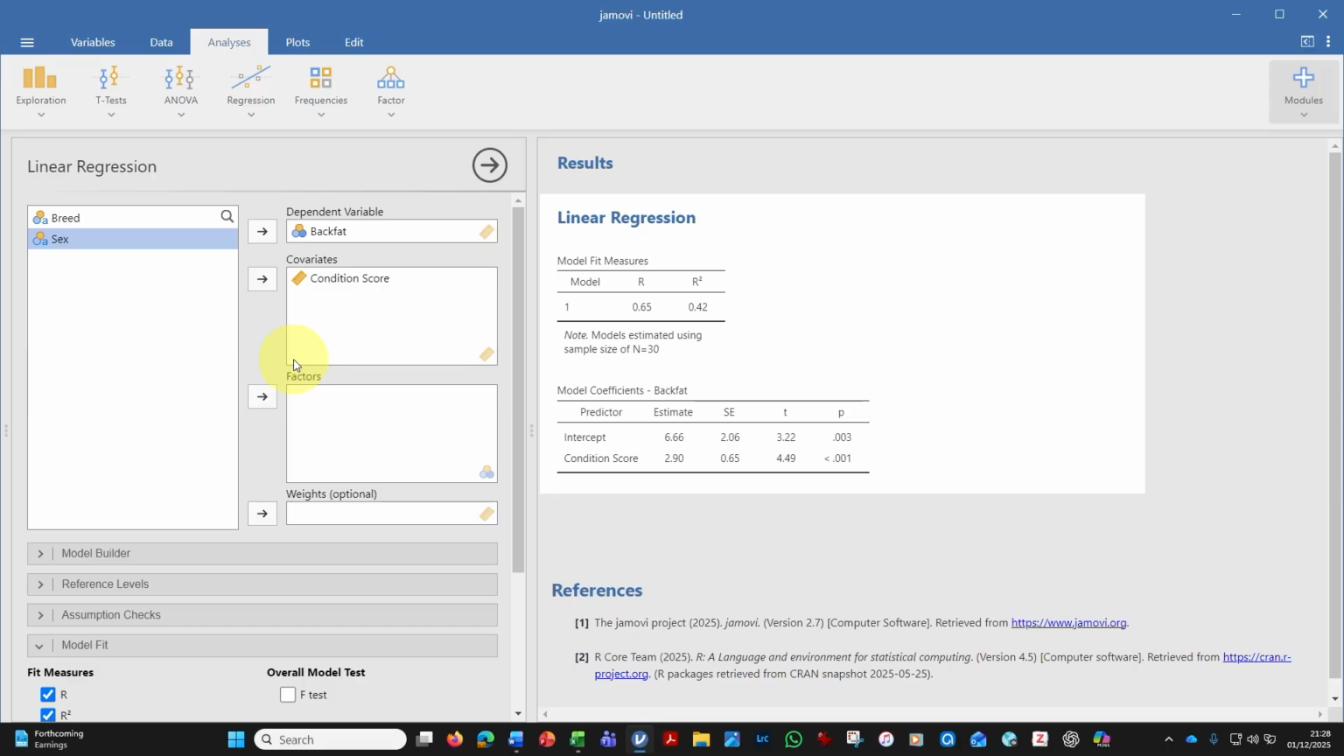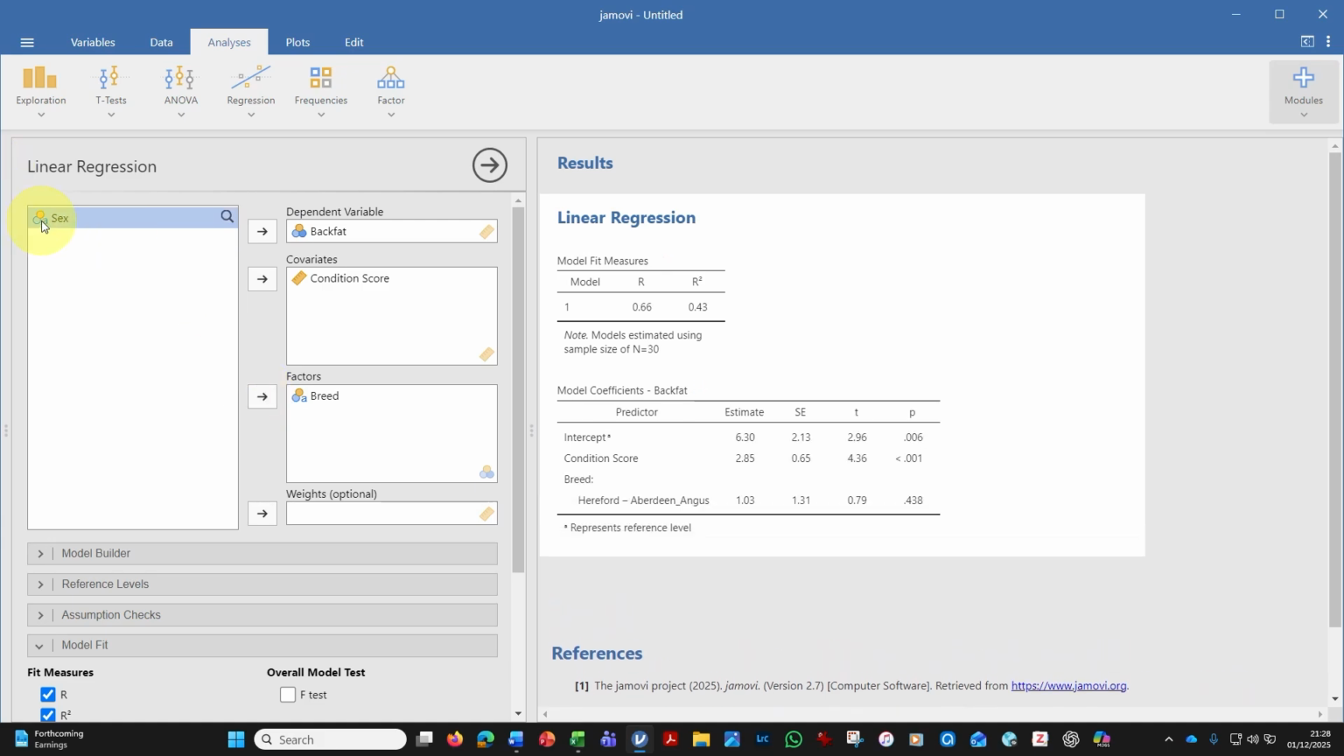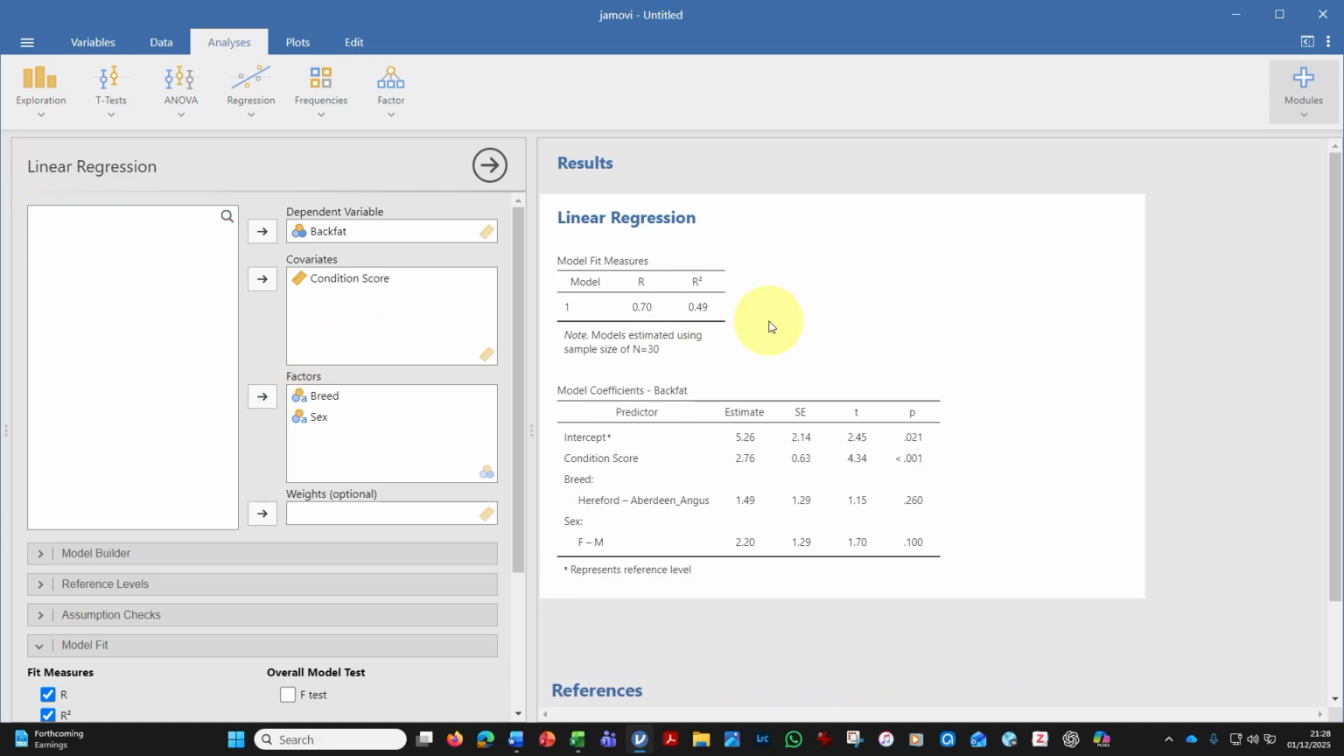And our factors, well, they're nominal. They're categorical variables. And that's with the three circles. And we can see that breed and sex are both categories, aren't they? Breed, I've got Aberdeen Angus and I've got Hereford. Sex, I've got male and female. So let's put those in the model. Factors, breed and sex. And here in Jamovi it nicely updates as we go.